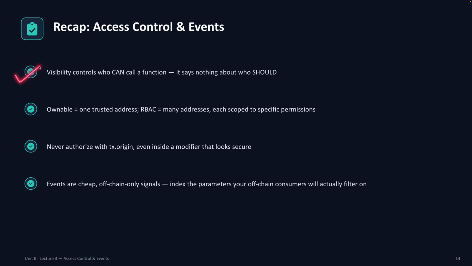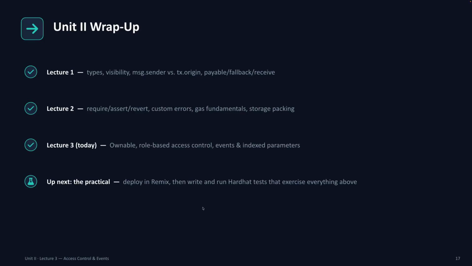Visibility controls who can call a function. Ownable when you need a single party. RBAC when you need multiple parties. Never authorize with tx.origin. Make use of events and indexed parameters for off-chain filtering and indexing. So this wraps up our Unit 2.